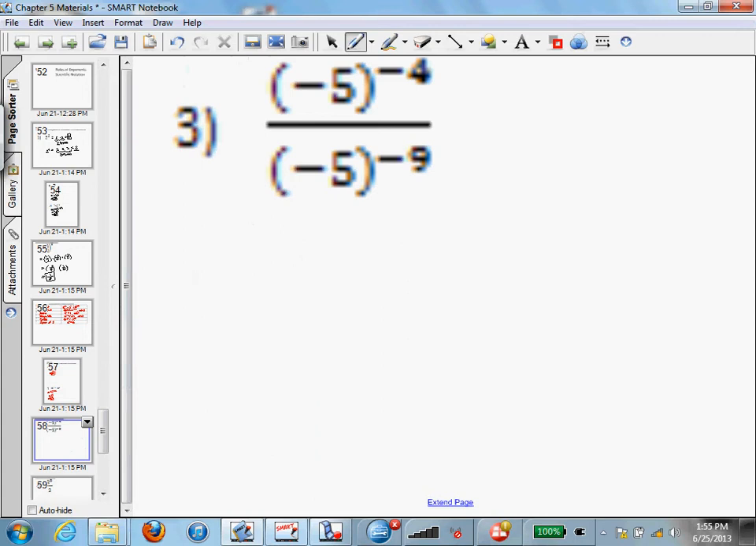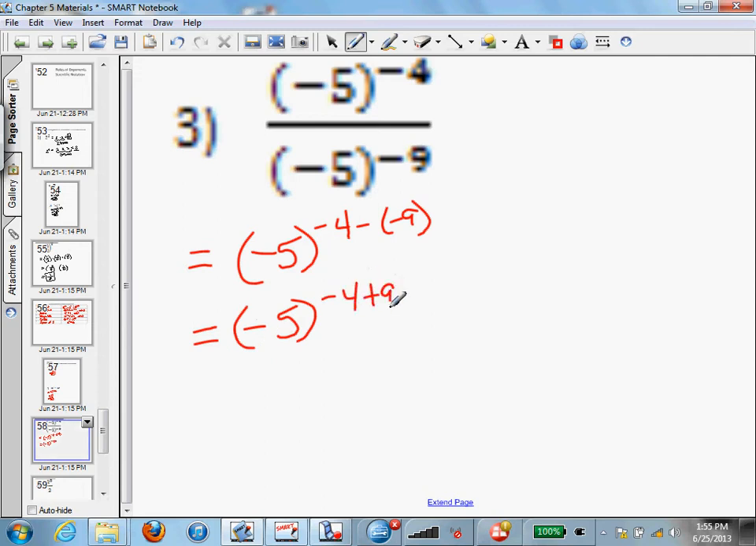Okay, for number 3, we have same bases, the negative 5th base, but our exponents are different. So what we can do is have our numerator minus the denominator. And what's going to happen is we're going to have negative 5 to the negative 4 plus 9 power, because if you notice, our negative times negatives, so negative 5 to the positive 5th power.